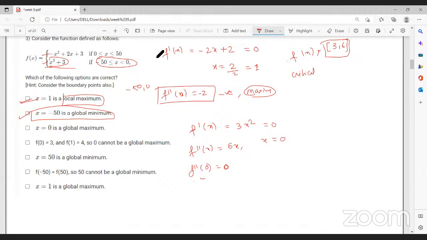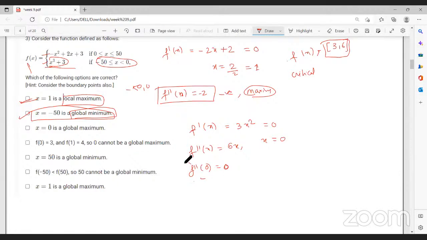Sir, if the f double dash value is negative, that means it's a global maximum. No, we are not putting it in f double dash of x to find the global value; we are putting it in f of x, right? Sir, we will put in f dash x, no? For local, we'll put in f double dash of x and check whether we get a positive or negative sign. For global, we can directly put the x values and compare them with the values at the critical points.